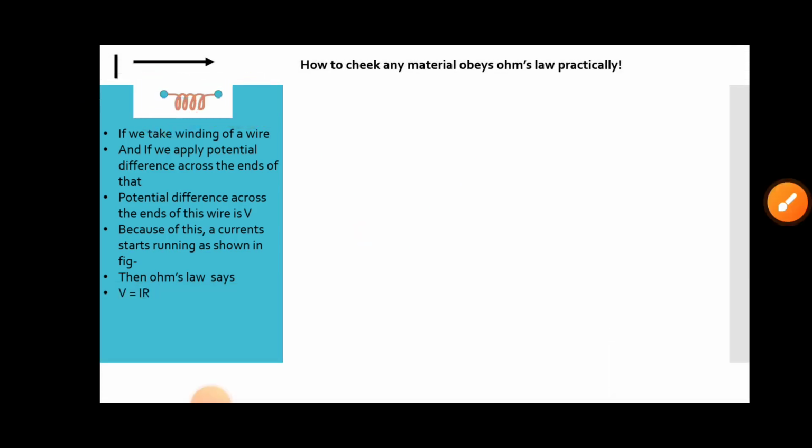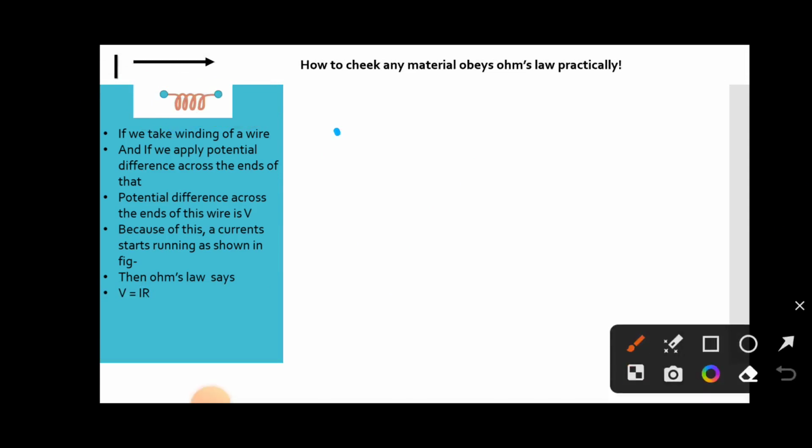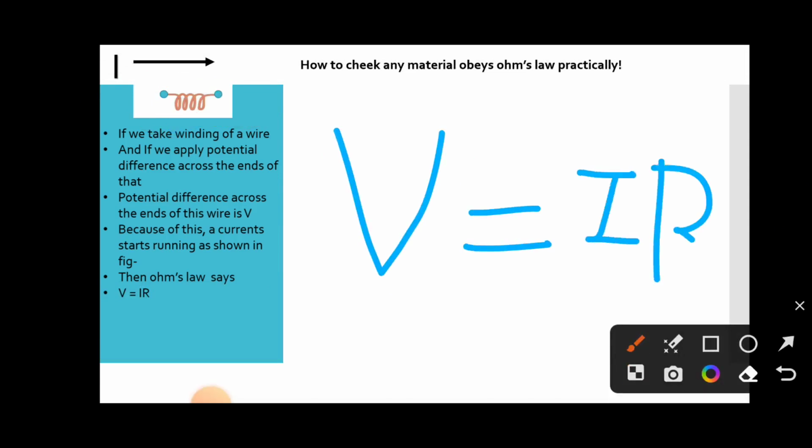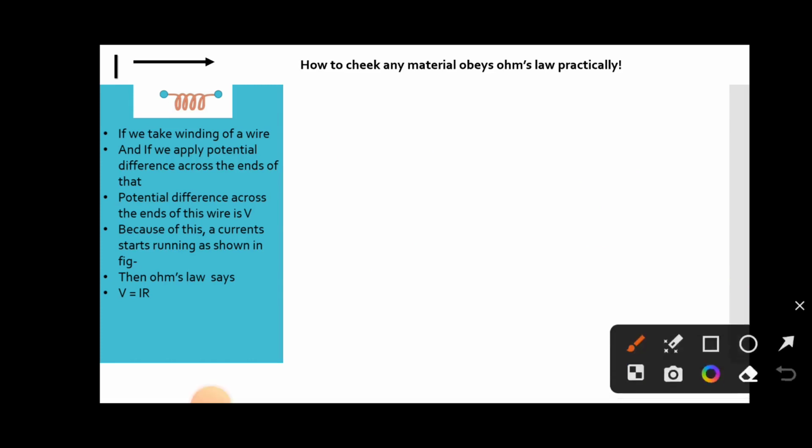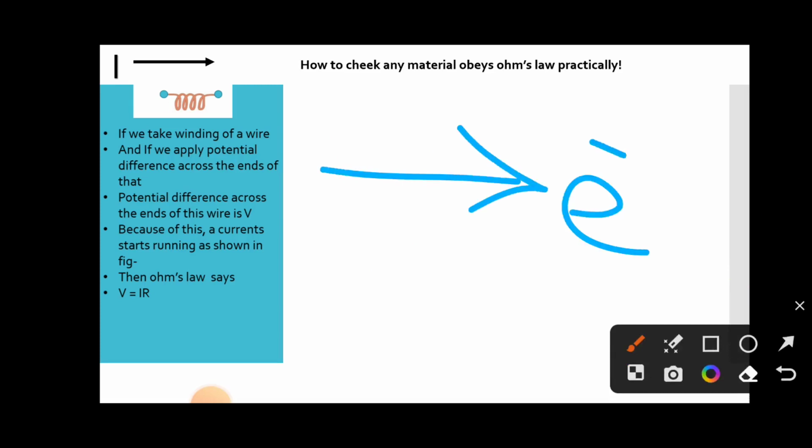Then Ohm's law says V equals I into R, where R represents the resistance that the material offers to the flow of charges through that material.